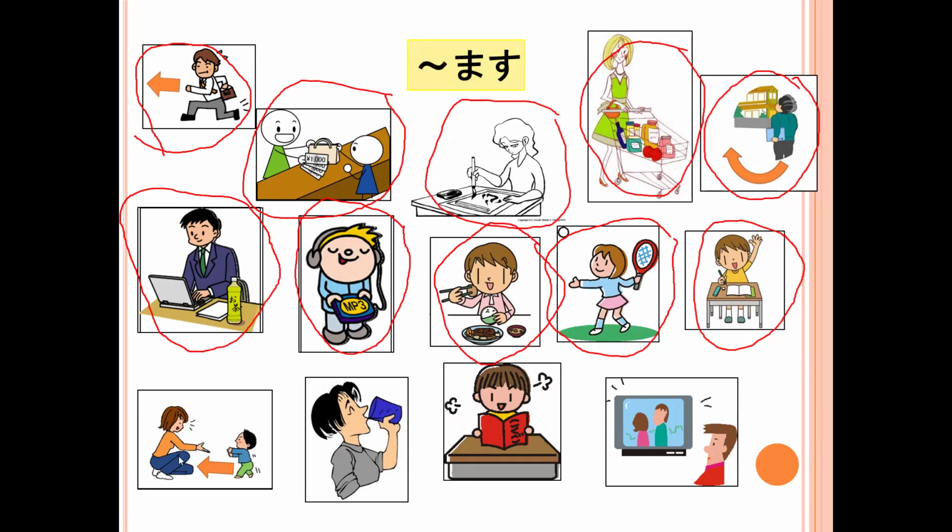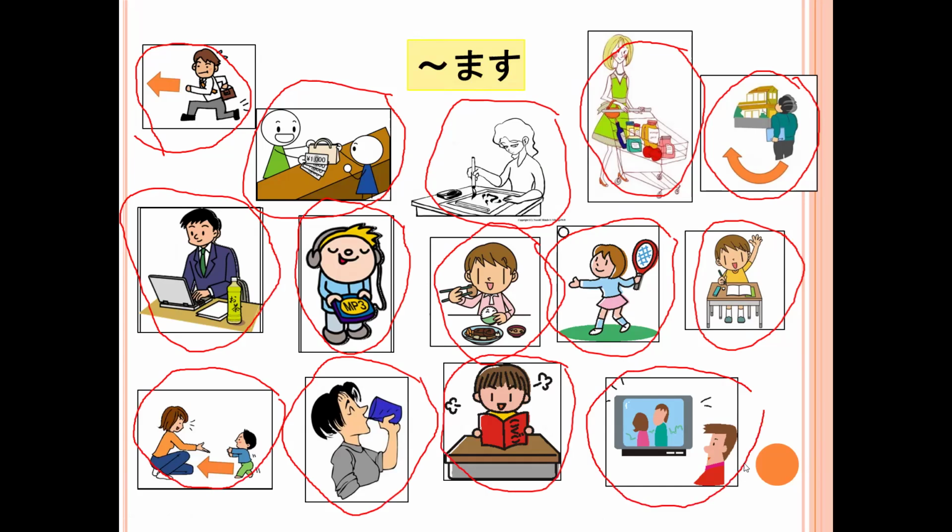This baby is coming towards the mother, so kimasu. He is drinking, so nomimasu. He is reading, so yomimasu. He is seeing the TV, so mimasu. So all these actions are positive sentences, positively doing. They are doing something positive.